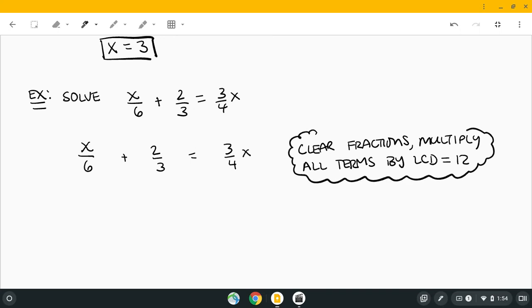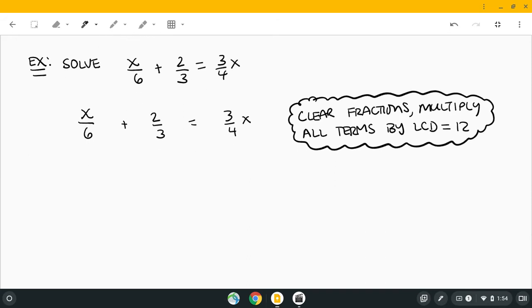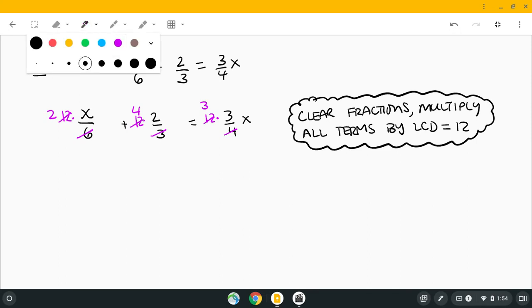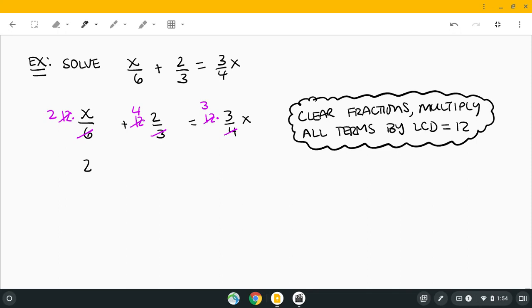Okay, so this is what we do when we have fractions. All right, so I'm going to go ahead and multiply everything by 12. And when I do that, the fractions disappear. I get 2x there. I get 8 there. And I get 9x over here. Okay, so when you clear your fractions, now this becomes something a little more familiar.